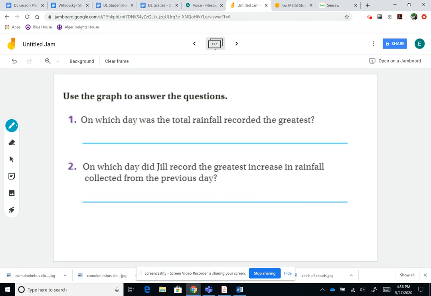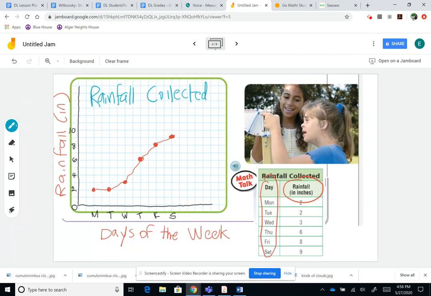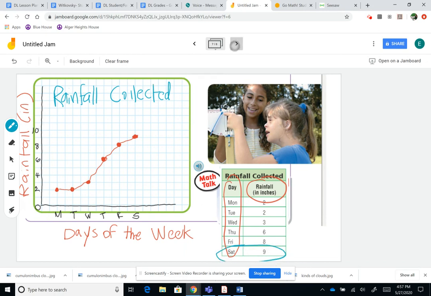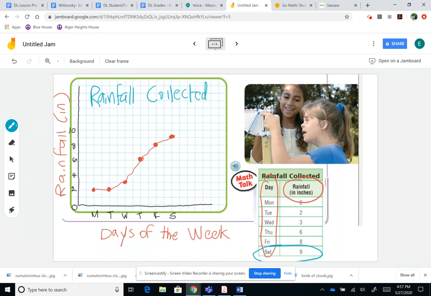So here are two questions based on the chart. So I'm going to bounce back and forth between them. On which day was the total rainfall recorded the greatest? So looking here, which one was the greatest? Hopefully you would say Saturday. Saturday had 9 inches. Oh, no, I'm glad I caught that, and I'm actually glad I made a mistake for you. You have to be very, very careful because you have to pay attention to the wording for it, right?